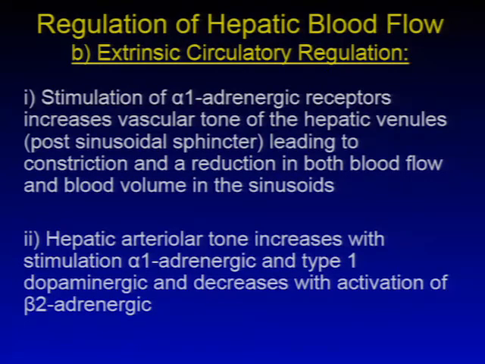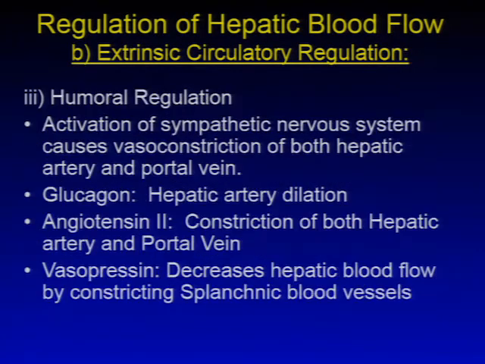Other factors are alpha-1 adrenergic receptor stimulation, which increases the vascular tone of the hepatic venules, leading to constriction and a reduction in both blood flow and the blood volume in the sinusoids. Hepatic arterial tone increases with stimulation of alpha-1 and D1 or dopaminergic 1 receptors, and decreases with the activation of beta-2 adrenergic receptors. Other factors in humoral regulation: activation of the sympathetic nervous system causes vasoconstriction of both the hepatic artery and the portal vein.